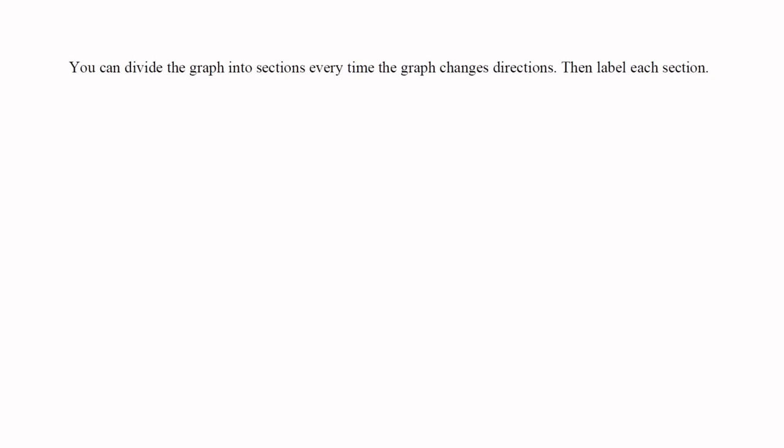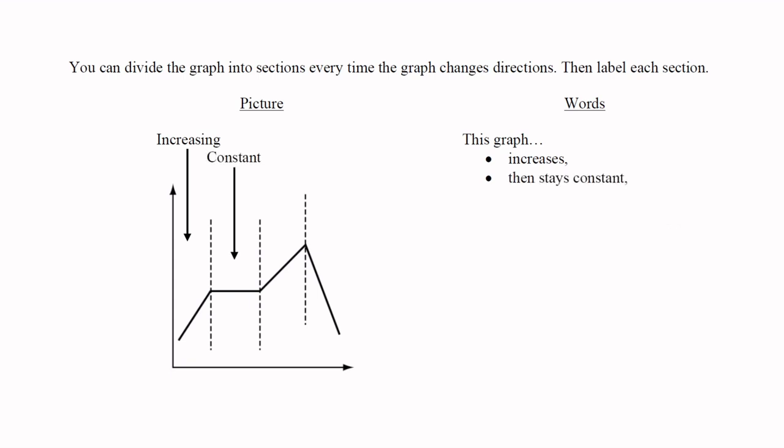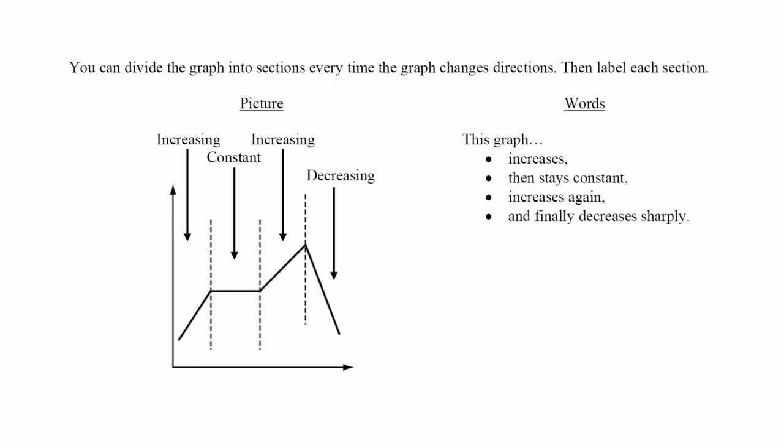You can divide the graph into sections every time the graph changes directions, then label each section. So here we have a picture on the left. We're going to use words to describe this graph on the right. So this graph, between each vertical dashed line, first increases, then stays constant, increases again, and then finally decreases sharply. So you can see each of these four sections of the graph has a specific way of describing it.